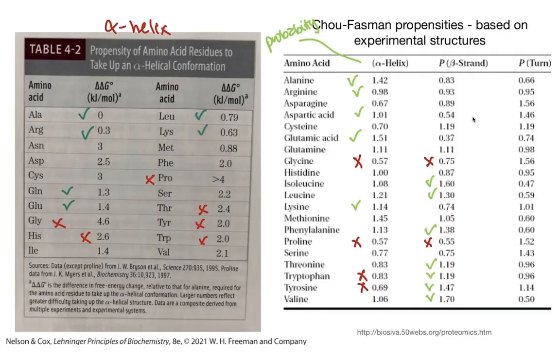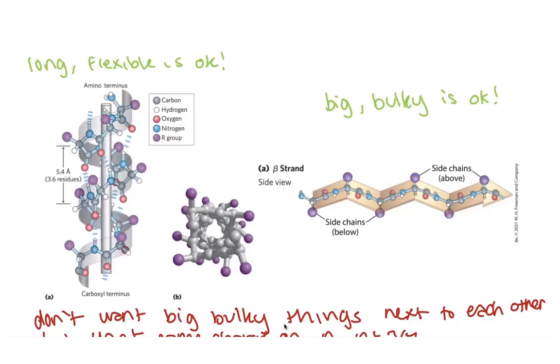Less of an issue in the case of our beta strand, where you have things alternating above and below. In either of these cases, you can think about there being different faces. And so we'll look at this when we do our modeling, but basically you can have this one side and you can have this other side.